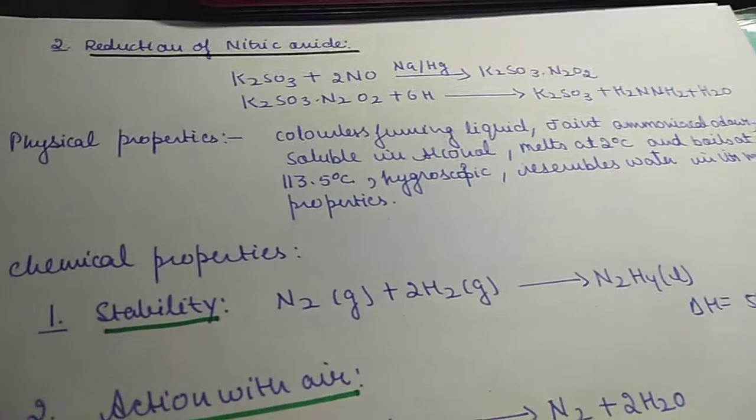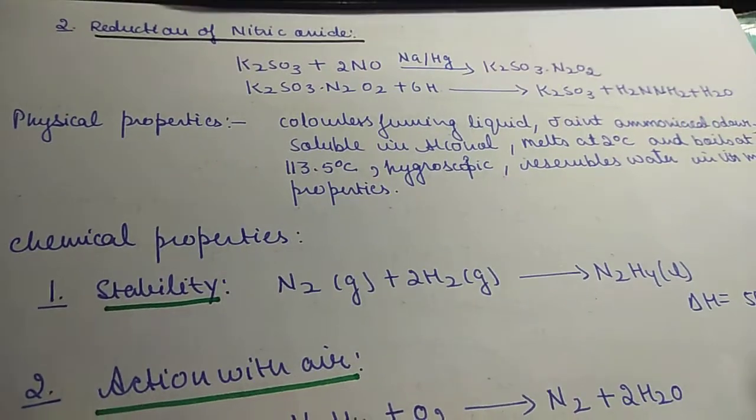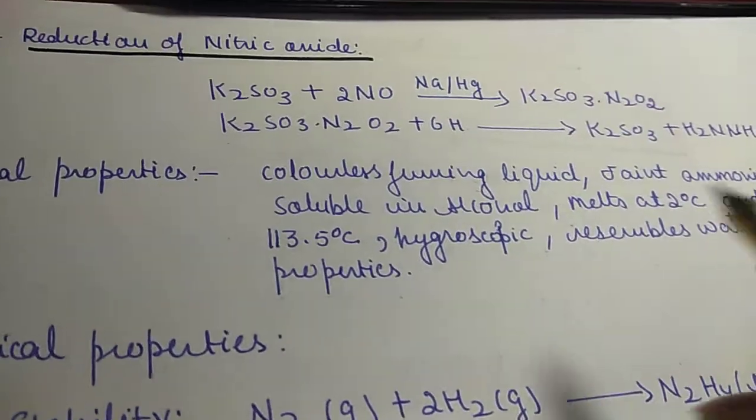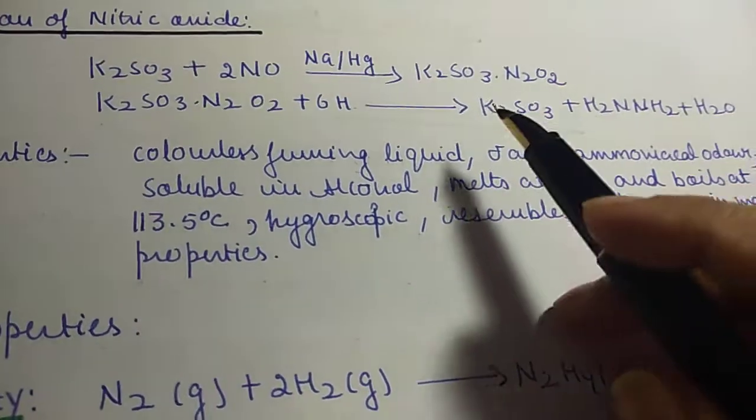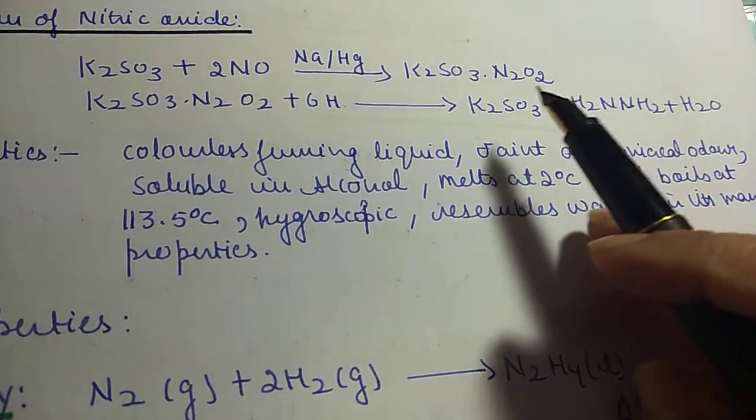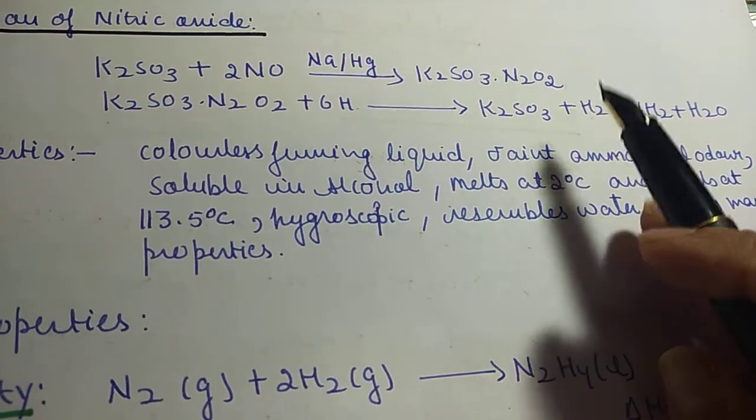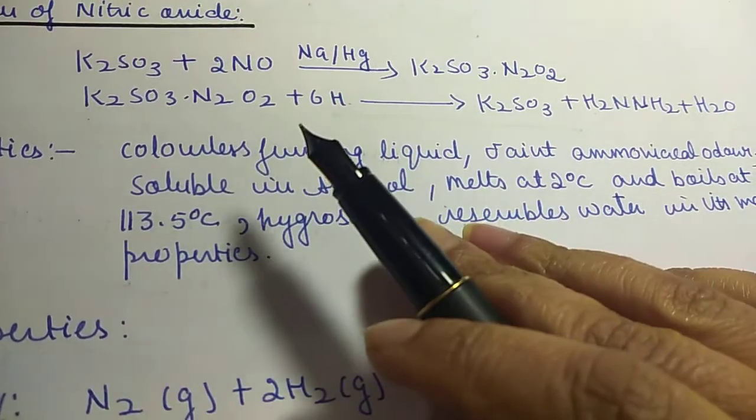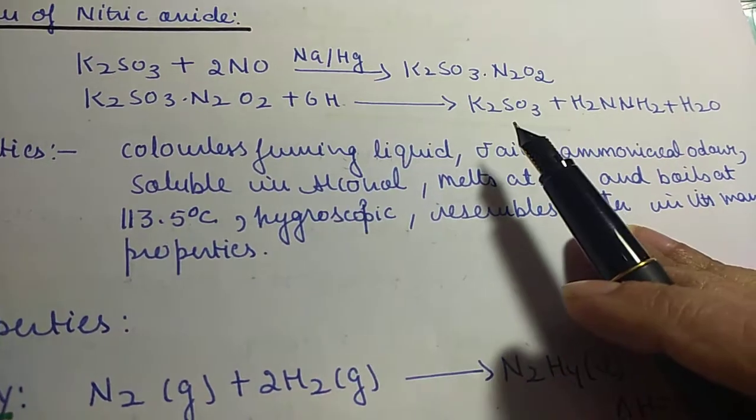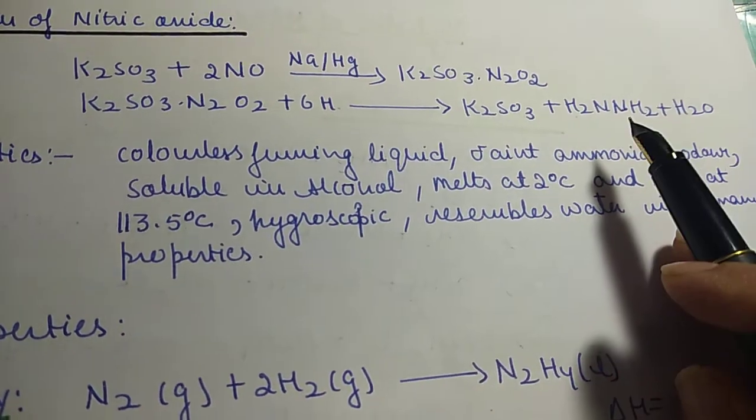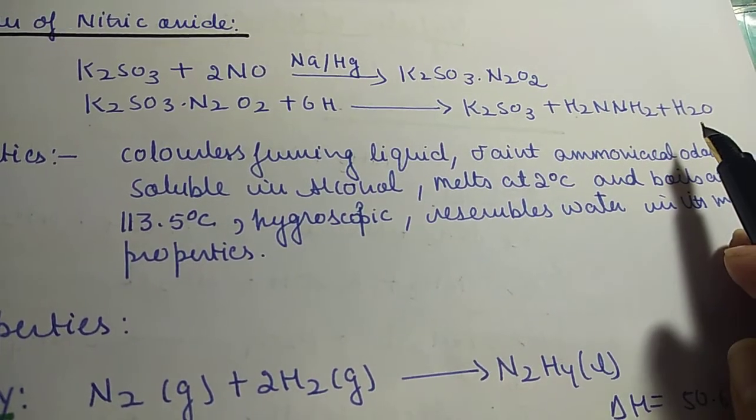Then another method is by reduction of nitric oxide. If you treat potassium sulfite K2SO3 with nitric oxide in the presence of sodium amalgam, we get K2SO3·N2O2. Now K2SO3·N2O2 is reduced. On reduction, it will give you potassium sulfite, hydrazine and water.